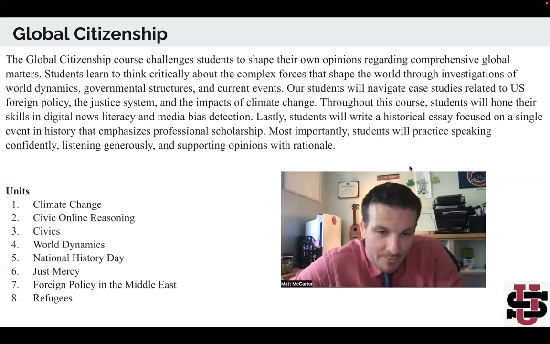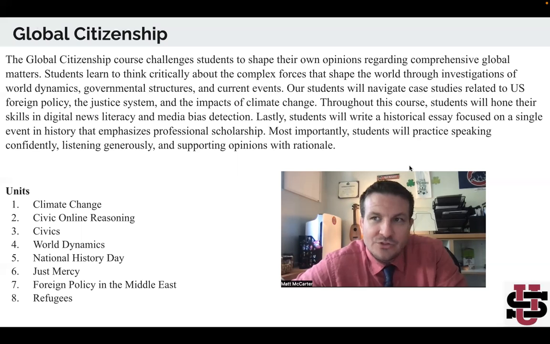We start with climate change. We're in the midst of that unit now. From there, we'll go into civic online reasoning, where students will learn how to investigate online news, how to find credible sources, recognize when things have a bias, and recognize fallacies. And this is curriculum that comes out of Stanford University.